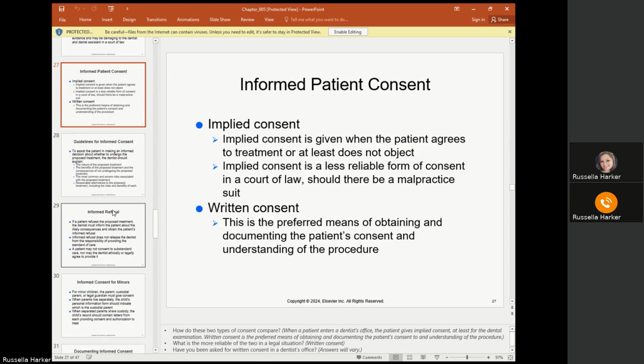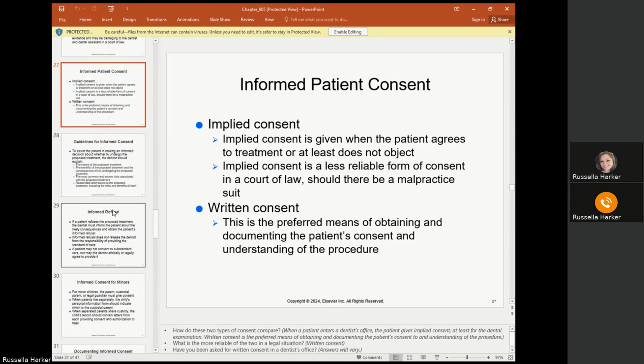With informed patient consent, implied consent is given when the patient agrees to treatment, or at least they don't object. So it's a less reliable form of consent in a court of law should there be a malpractice suit. With implied consent, you walk into the office for your cleaning, the hygienist brings you back and does your cleaning and x-rays, and the doctor comes in and does your exam. It's implied that you've given consent by walking into the office for that appointment.